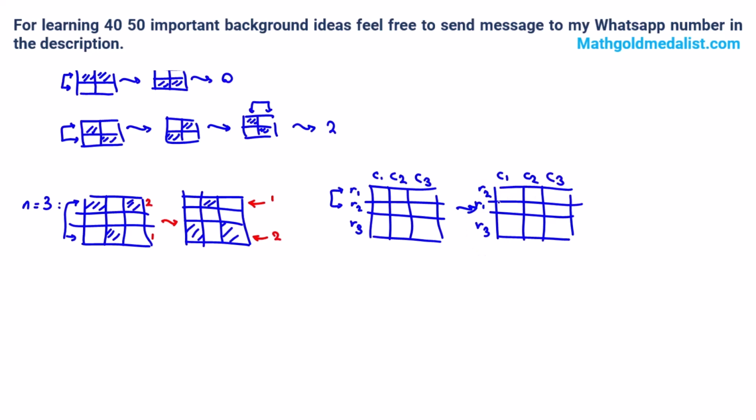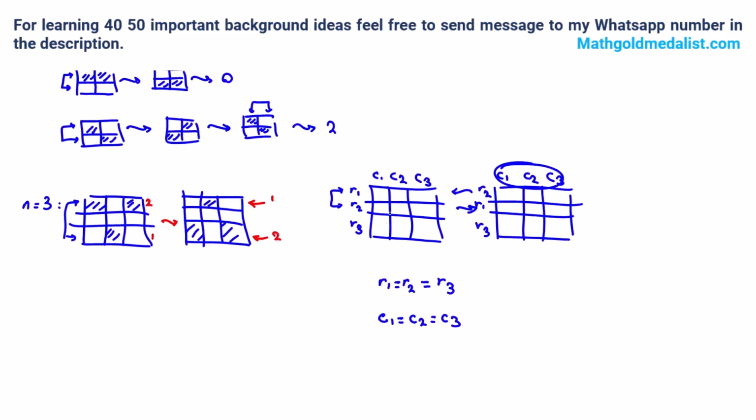Okay, so we can say that R1 should be equal to R2 if you want to reach this one again by permuting columns. Because if you permute this, these things won't change. So R1 should be equal to R2 if you want to reach this. Similarly, R1 should be equal to R2, R3. And similarly, again, we can say C1, C2, C3.